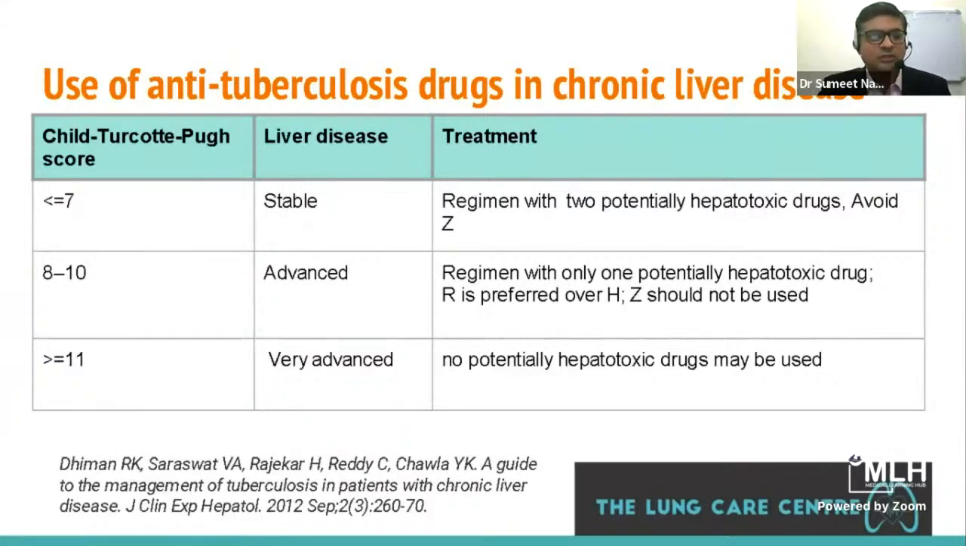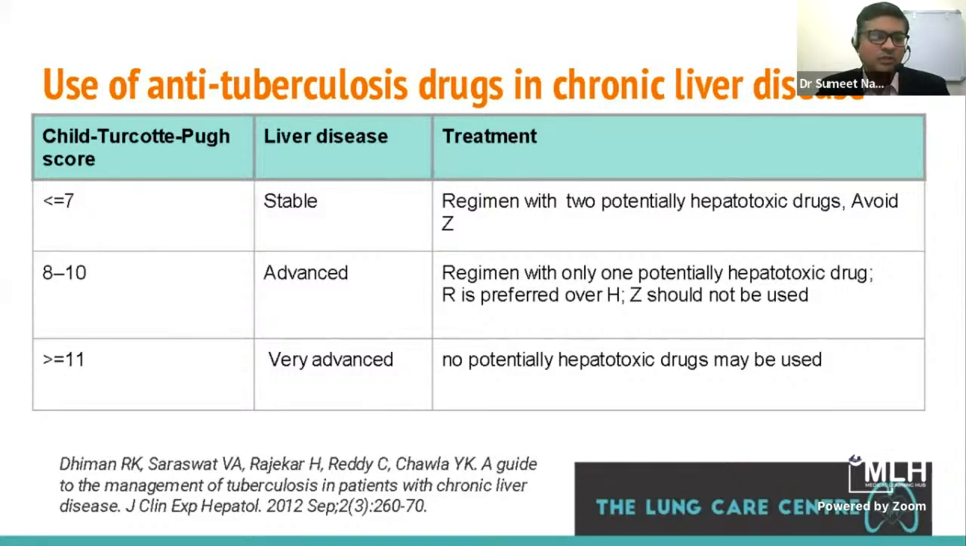If the CTP score is less than or equal to 7 and the liver disease is stable, that patient can be put on a regimen with two potentially hepatotoxic drugs. Therein, we should avoid pyrazinamide as much as possible, but it is not absolutely contraindicated.